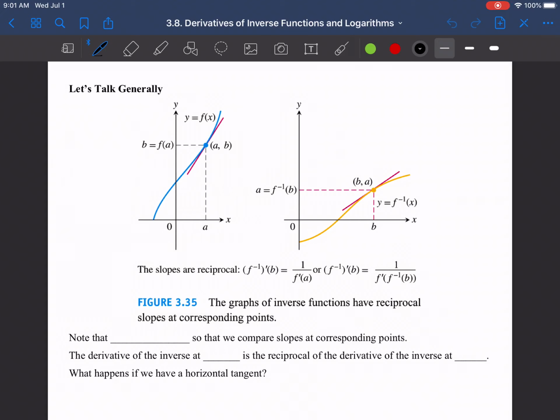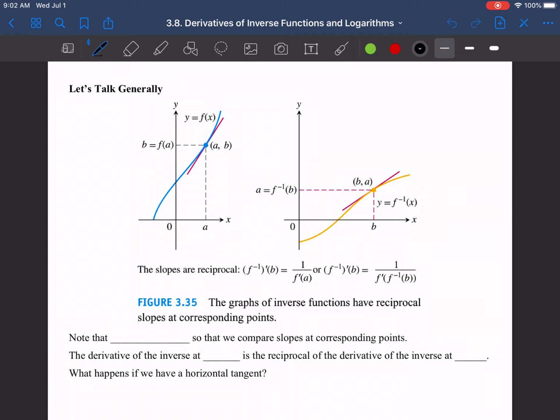All right, we're going to get started here with 3.8 now, and this is going to be in two videos where we're going to do the first one where we talk about derivatives of inverse functions, and then the next video will be where we talk about logarithmic functions. All right, so let's start here.